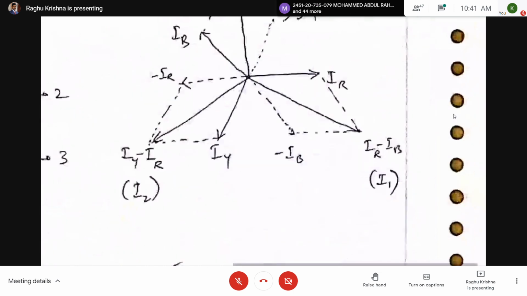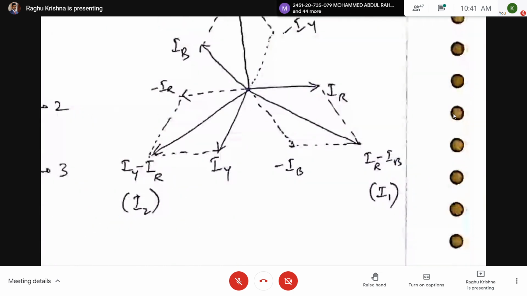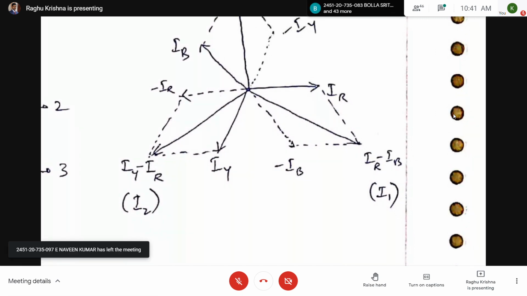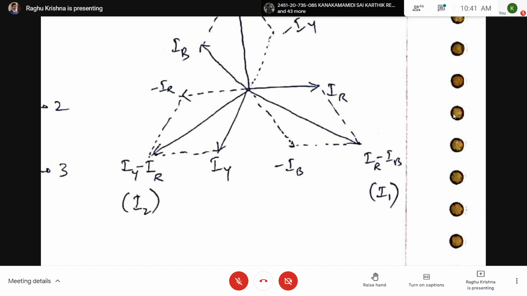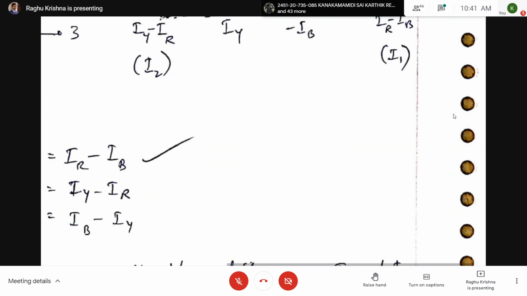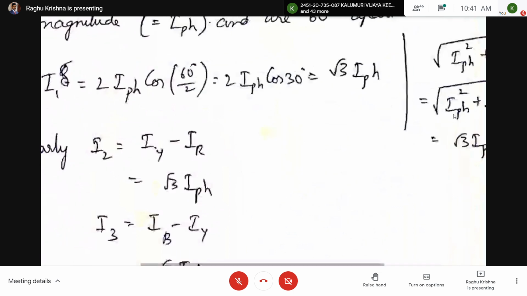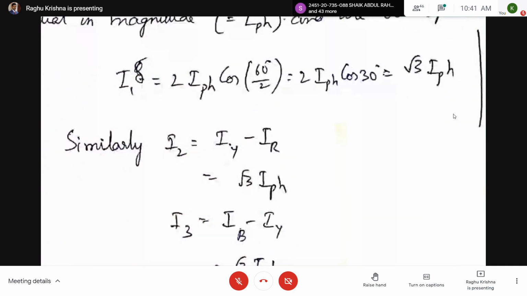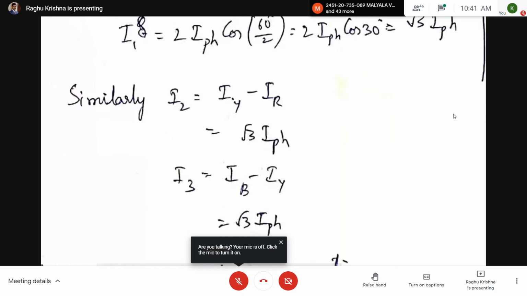Here, if I add IR and minus IB, you are going to get I1. If I want the magnitude of I1, it is under root of magnitude of IR square plus magnitude of minus IB square plus 2 into I phase square, because both have equal magnitude, into cos of the angle between these two. So you are going to get root 3 I phase. Finally, I1 is equal to root 3 I phase. Similarly, I2 equals root 3 I phase, and I3 equals root 3 I phase.